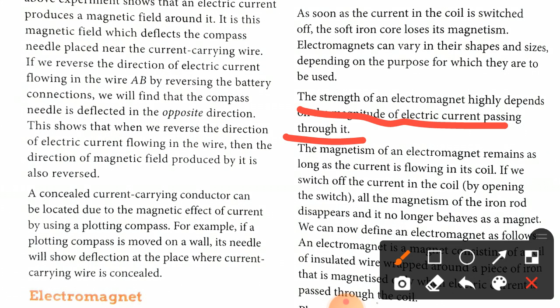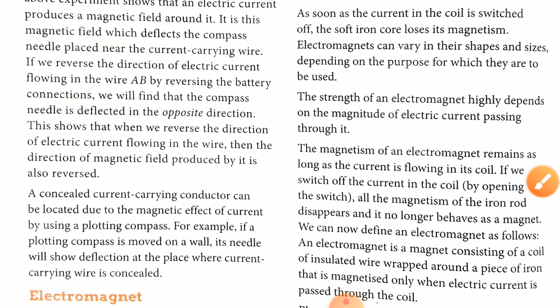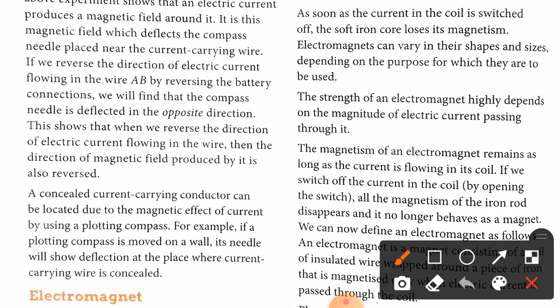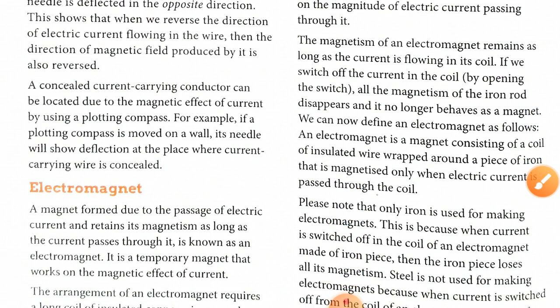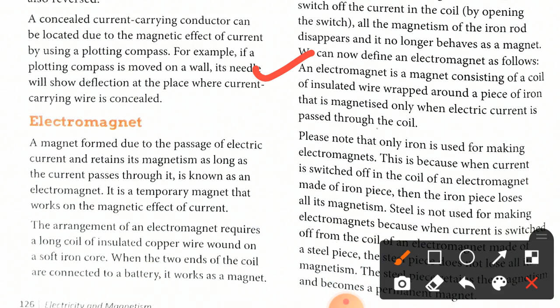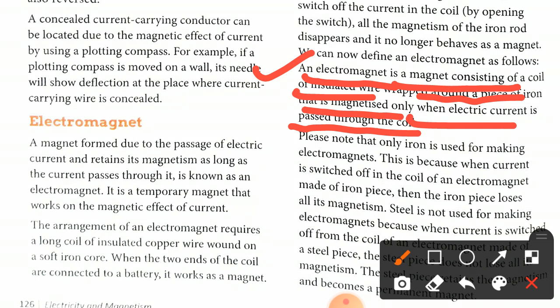Clear? The magnetism of an electromagnet remains as long as the current flows in its coil. Till you pass current through the coil, the electromagnet behaves like a magnet. So as soon as we switch off the current in the coil by opening the switch, all the magnetism of the iron rod disappears and it no longer behaves as a magnet. So we can now define an electromagnet as follows. An electromagnet is a magnet consisting of a coil of insulated wire wrapped around a piece of iron that is magnetized only when the electric current is passed through the coil.